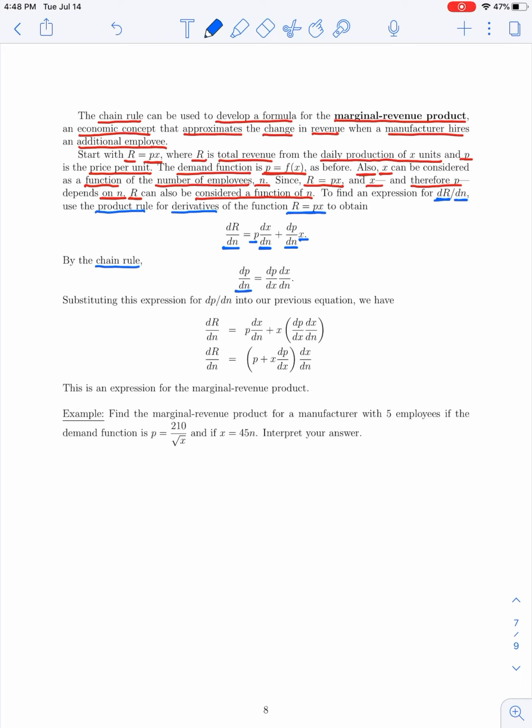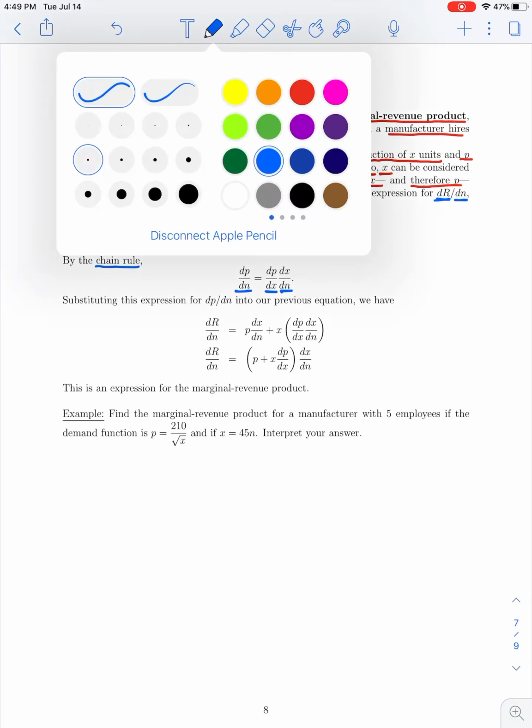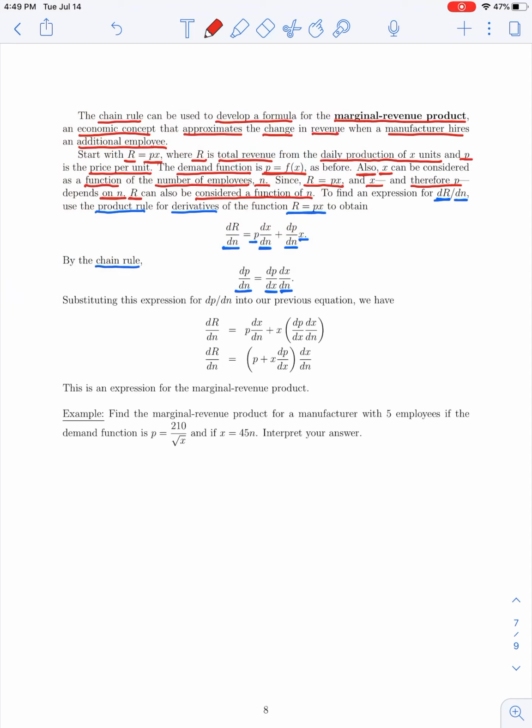Now, making use of the chain rule, the derivative of price with respect to the number of employees could be thought of as the product of the derivative of price with respect to total output times the derivative of output with respect to the number of employees. So remember, this is just the Leibniz notation for the chain rule. We can think about these derivatives as fractions and think about canceling that dx expression on top and bottom.